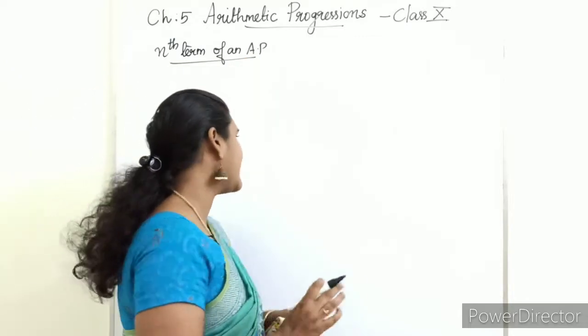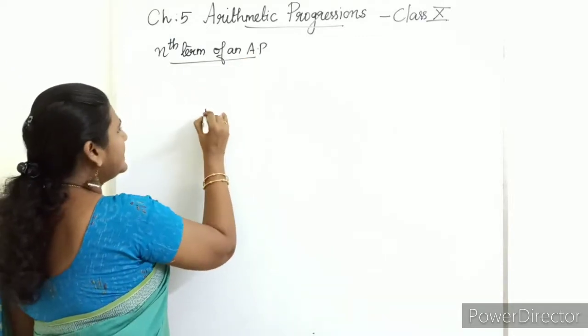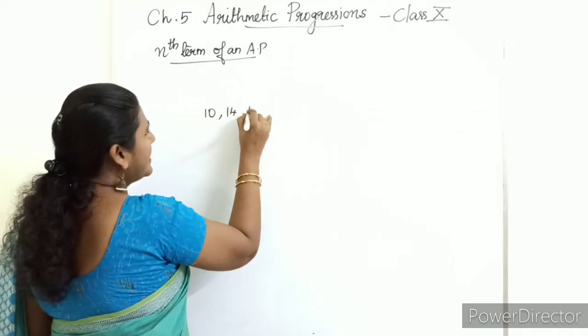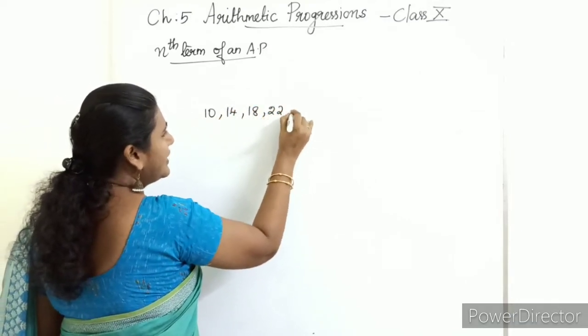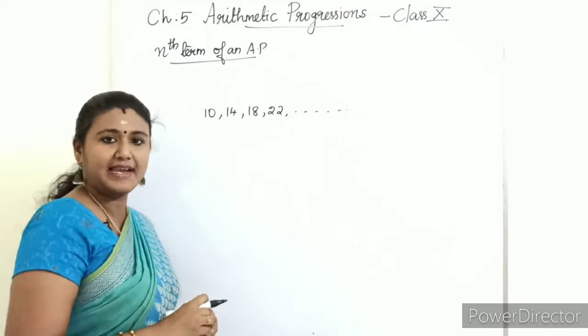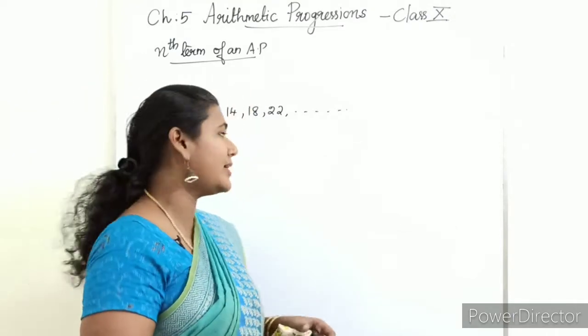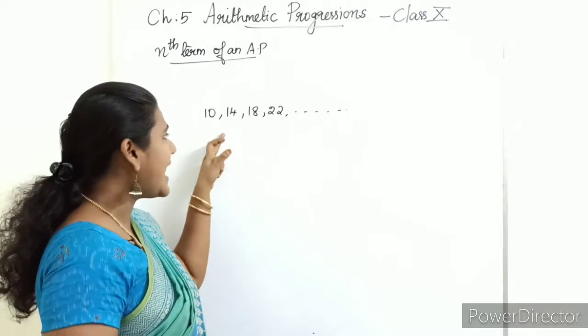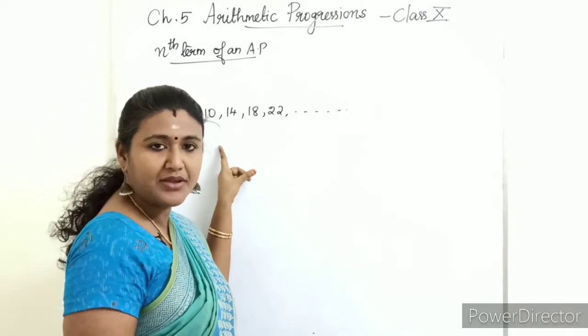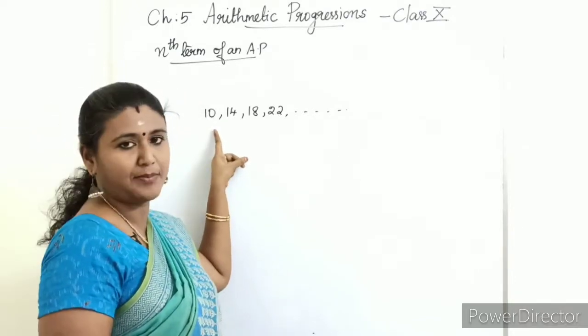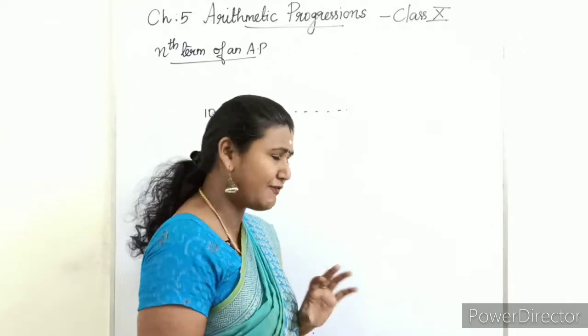Let's see, we will consider an example: 10, 14, 18, 22, etc. So here we have an AP. You know the definition of an AP: the list of numbers obtained by adding a fixed number to the previous number, except the first number. So this is the definition of an AP.